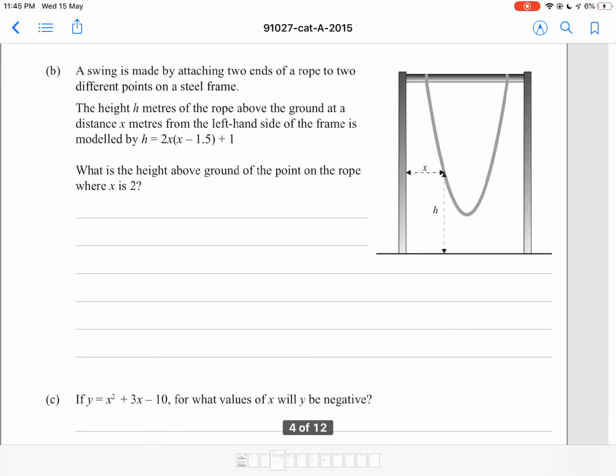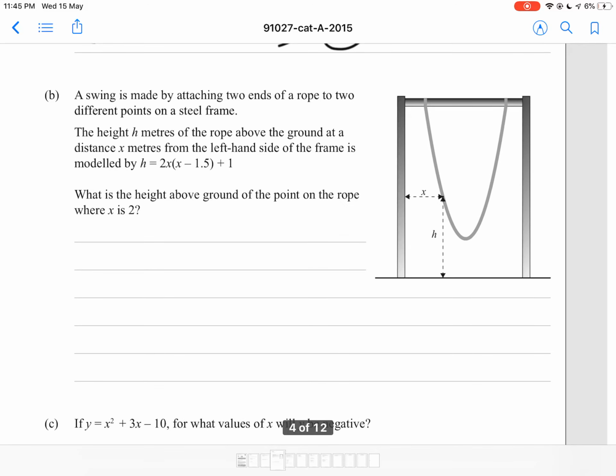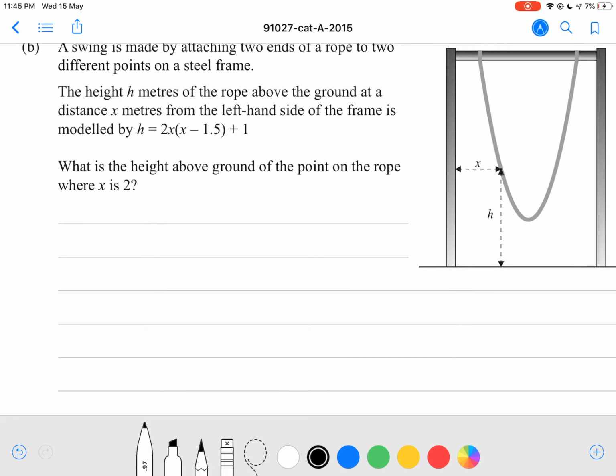Alright, moving along. A swing is made by attaching two ends of a rope to two different points on the steel frame. The height h meters of the rope above the ground at a distance x meters from the left-hand side of the frame is modeled by h equals 2x(x minus 1.5) plus 1. What is the height above the ground at the point where x equals 2? In this question, it's basically just asking you to substitute x equals 2 and see what h is. There's really nothing else to it.